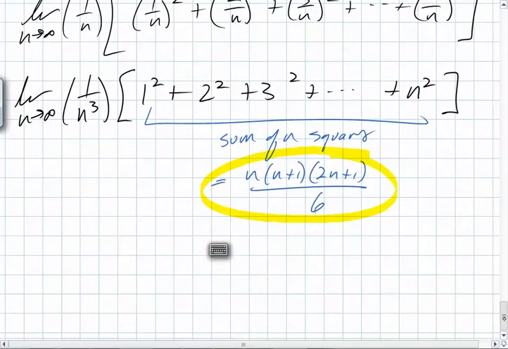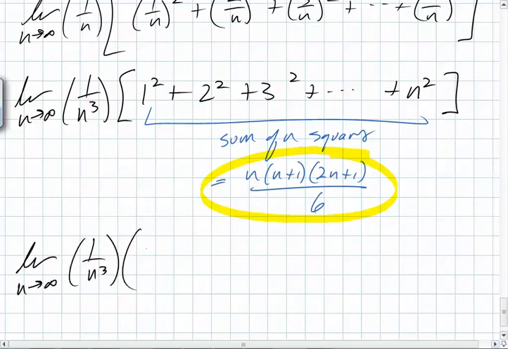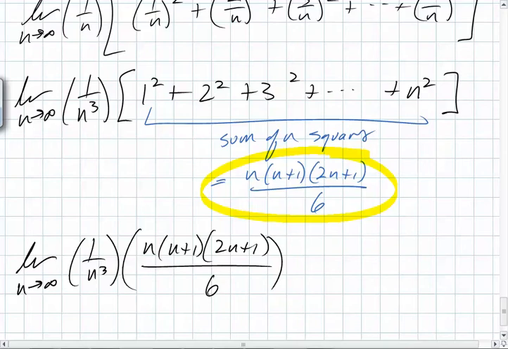How can we rewrite this now? We now know that it's the limit as n goes to infinity of 1 over n cubed times n times n plus 1 times 2n plus 1 all over 6. This is going to infinity, right? What's the degree of the top? The degree of the top is n cubed, 3. What's the degree of the bottom? 3. The degree of the top is 3, and the degree of the bottom is 3.